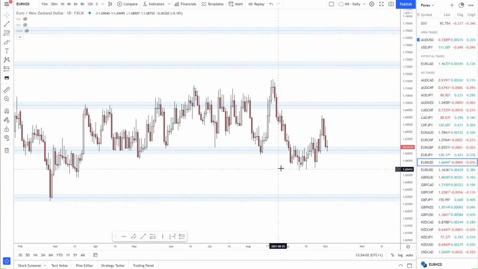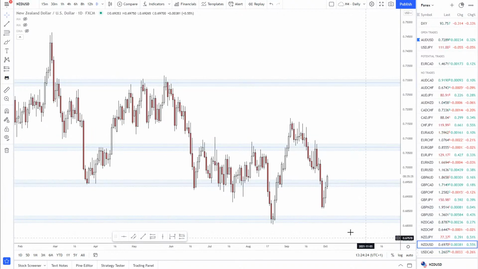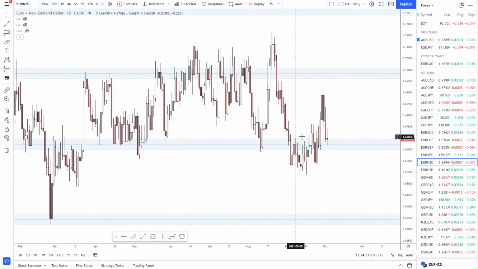Euro New Zealand. New Zealand is weak right now. If you take a look at AUD New Zealand, the sharp rise in AUD New Zealand, AUD overall pretty weak, but the fact that it went up against New Zealand suggests that the New Zealand dollar is actually very weak. Although New Zealand dollar is climbing against the US dollar too. Anyway, let's not get too wrapped up in that. What we were looking at, Euro New Zealand.